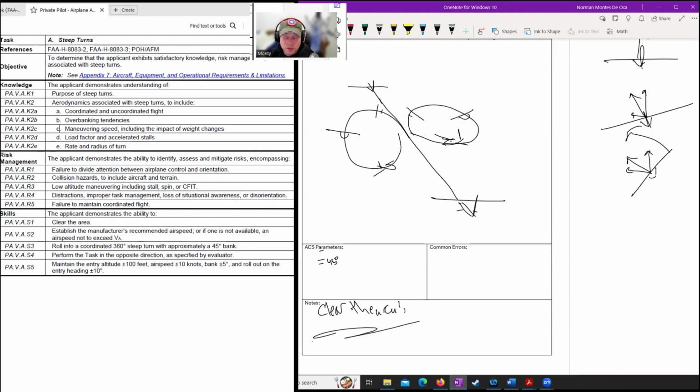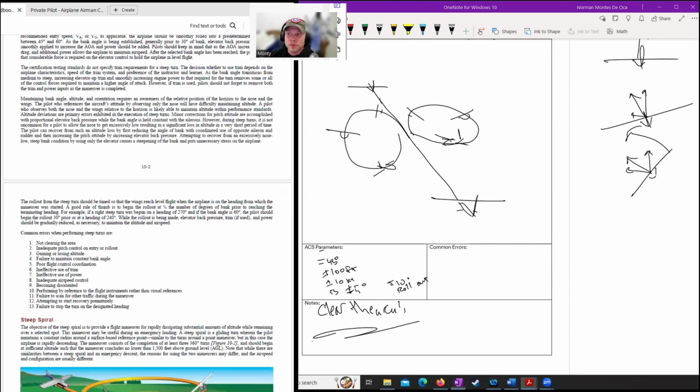Perform the task in the opposite direction as specified by the evaluator, and maintain entry altitude plus or minus 100 feet, plus or minus 10 knots, and bank angle of plus or minus 5 degrees. Oh, and roll out on entry heading plus or minus 10 degrees. So here are all your parameters. If you can nail all of these, you're in great shape.